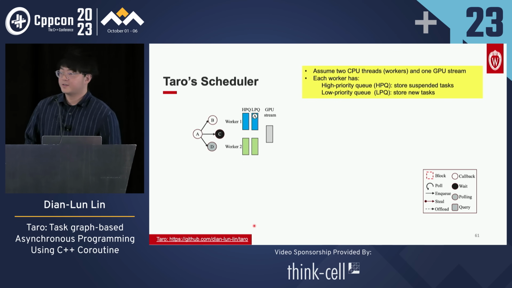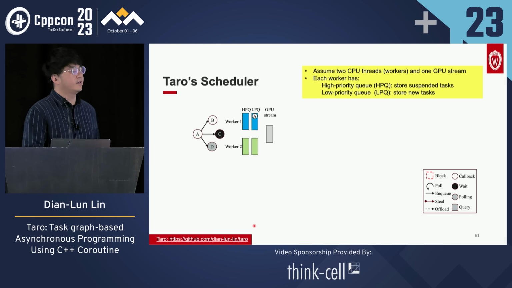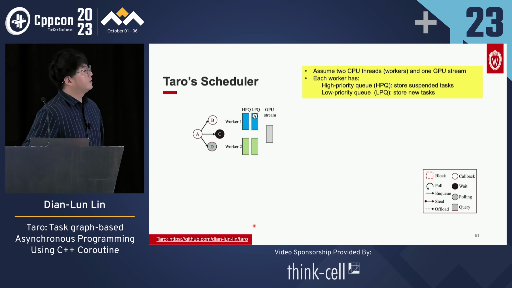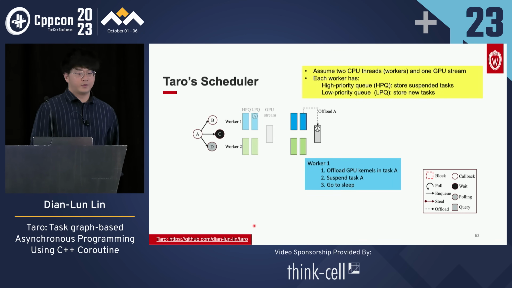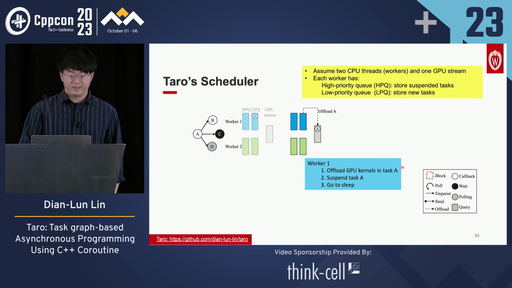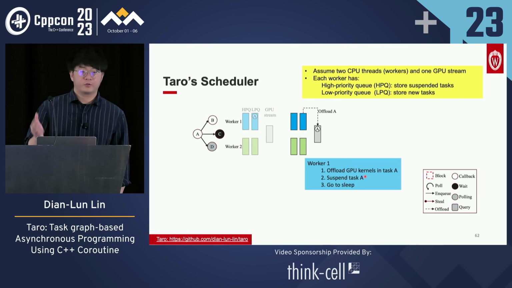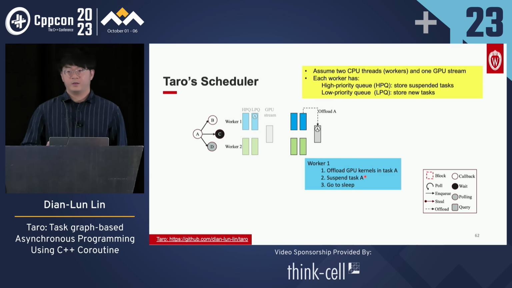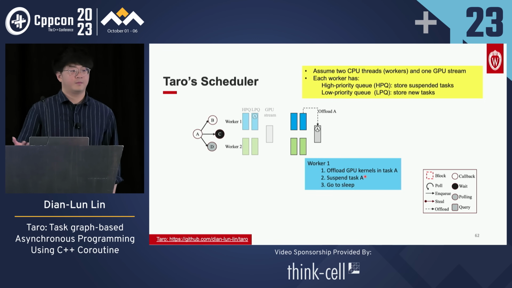All right, so first step, I include task A into worker 1's low priority queue because it is a new task. And worker 1 executes task A, offloads GPU kernels in task A, and then it suspends task A. And it goes to sleep because there is no other available task to work. So it goes to sleep to save some power.